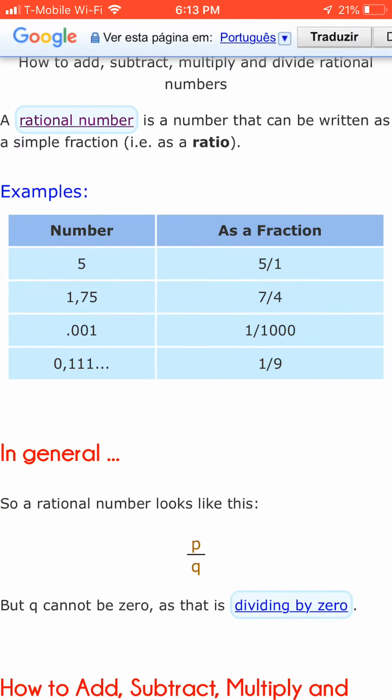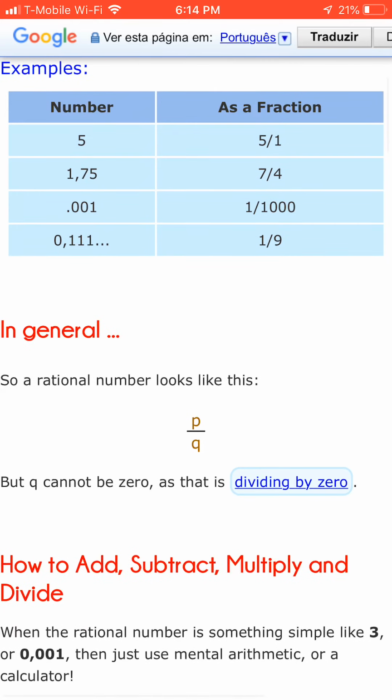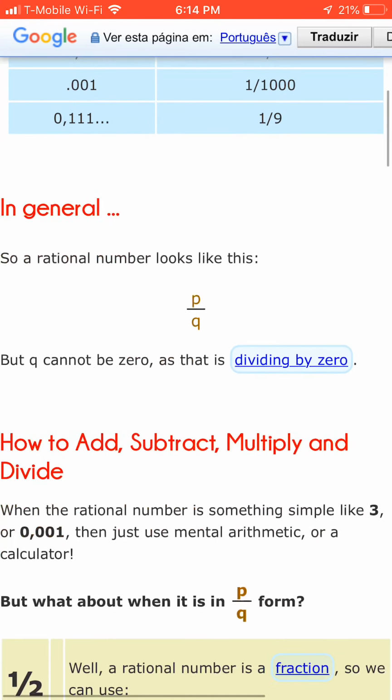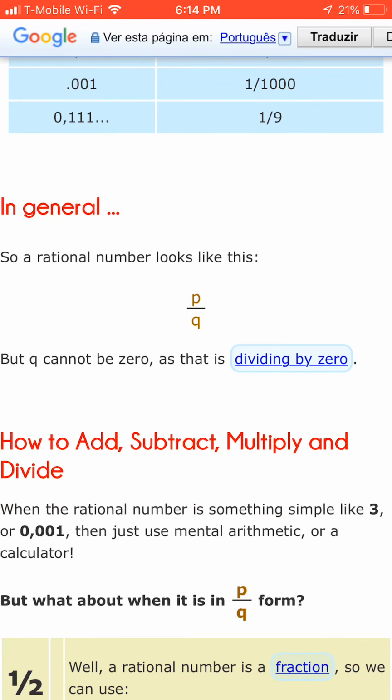How to add, subtract, multiply, and divide. When the rational number is something simple like 3 or 0.001, then just use mental arithmetic or a calculator. But what about when it is in p/q form? Well, a rational number is a fraction, so you can use fraction methods. Here we'll see this operation in more general algebra style. You might also like to read about fractional algebra. Let us start with multiplication, that is the easiest.